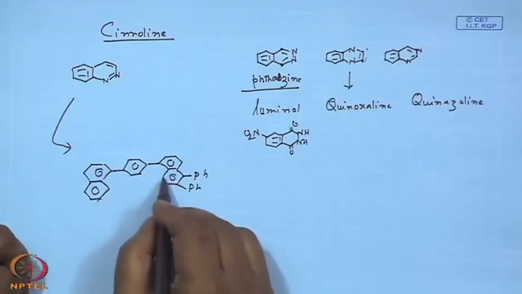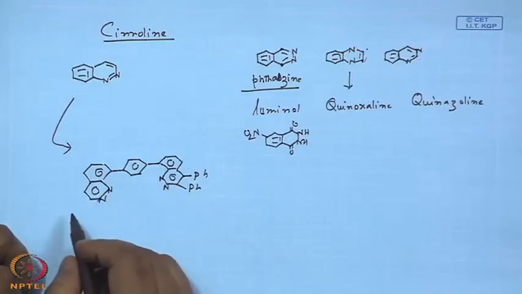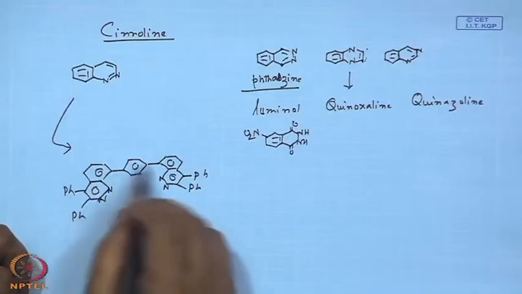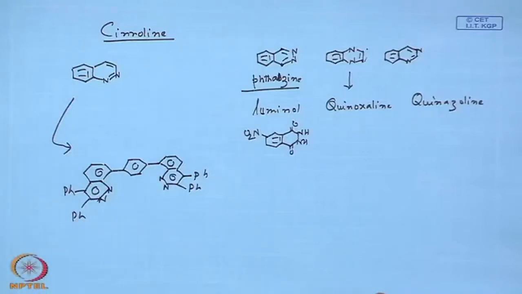Then of course, cinnoline means you have to have nitrogen, so 1, 2 nitrogen here, and then phenyl up here. It's a symmetrical one, linked with a benzene ring system. You don't have to write. Just see, most of the aromatic compounds will have some material properties, electro-optical properties, optoelectronic properties, or conducting nature.